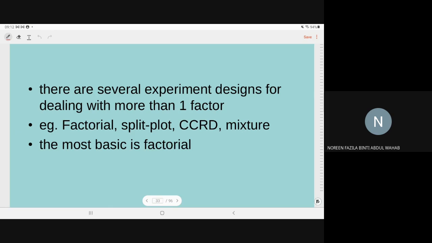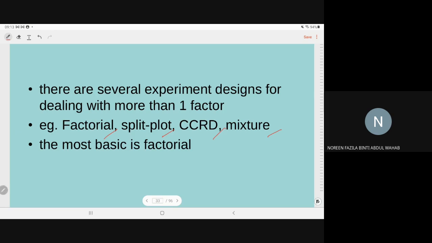So the statisticians have designed several design of experiments that we can use when we are dealing with more than one factor. This design of experiments, we can choose so that it suits our objective and our samples. Among the examples are factorial, split plot, CCRD, mixture design, etc. Box-Behnken, Taguchi, all of this. But we'll just discuss these four, because these are the most commonly used design of experiments, DOEs, for more than one factor.